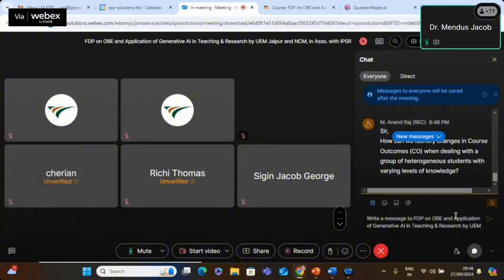Actually, the philosophy of OB is different. You have to design the COs first. So if it is an undergraduate student, you have to fix the COs accordingly. And based on the COs only, you have to design the syllabus.